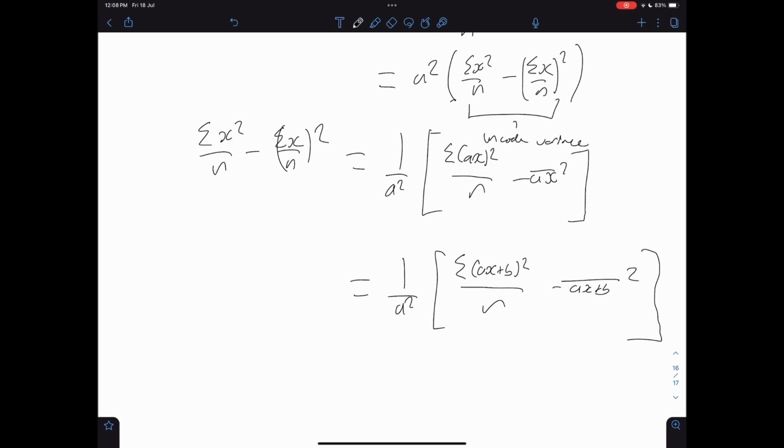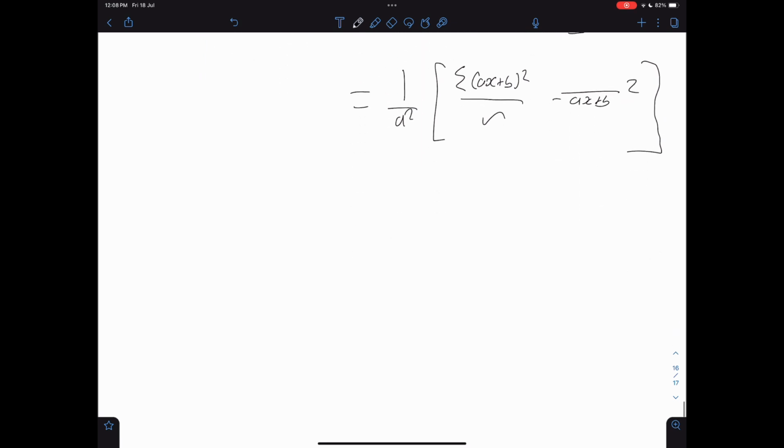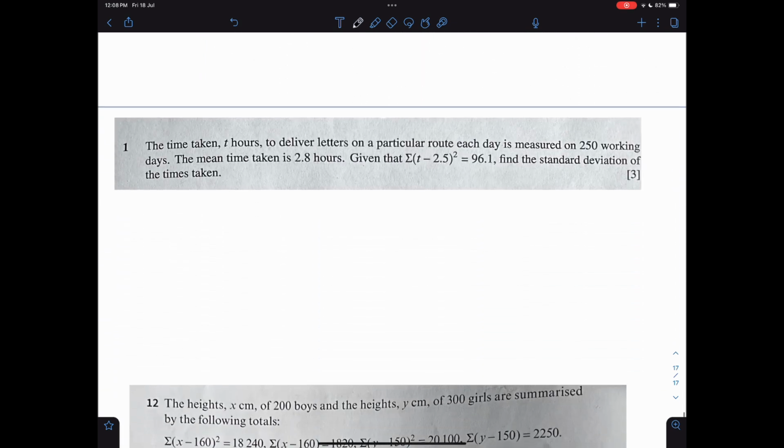Look at some example problems with coded data so you can apply those formulae. So here, time taken, T hours, to deliver letters on a particular route. Each day is measured on 250 working days. The mean time taken is 2.8 hours. Given that the sum of (t − 2.5)² equals 96.1, find the standard deviation of the times taken.